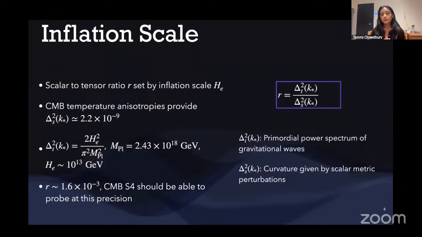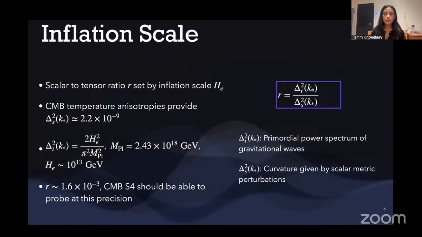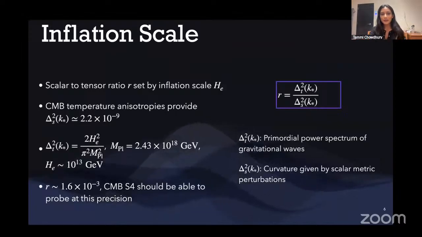And if we take that to be about 10 to the 13 GeV, as I mentioned, you can calculate this ratio, R, which is close to 10 to the negative 3. And this is projected to be at a precision level of future CMB experiments. So this is interesting for us because this allows us to validate or disqualify our model. And that's always a good thing for falsifiability.